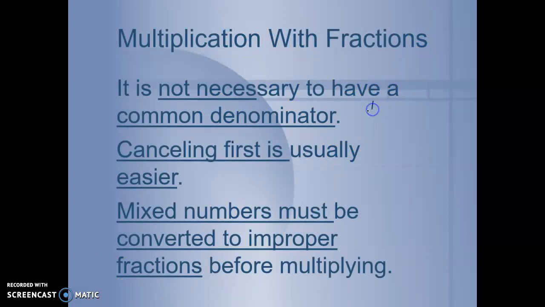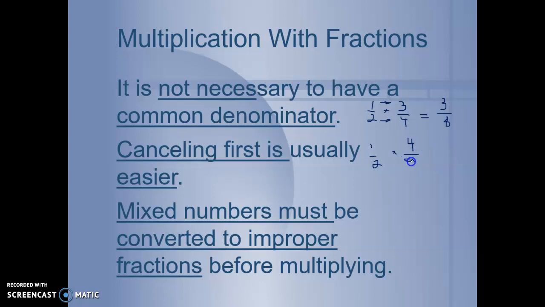So let's try 1/2 times 3/4. We don't have to have a common denominator. We just multiply across the top, 1 times 3. And then we multiply across the bottom, 2 times 4. And there's our answer. If we can cancel, let's try to cancel.